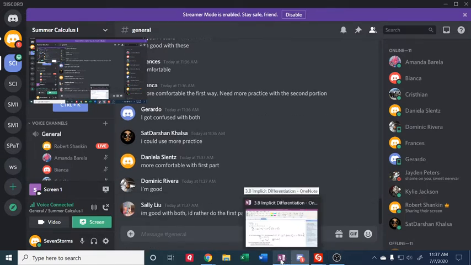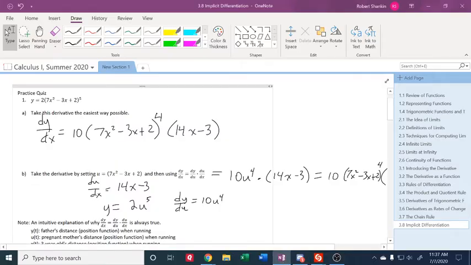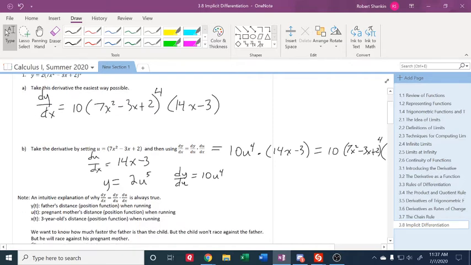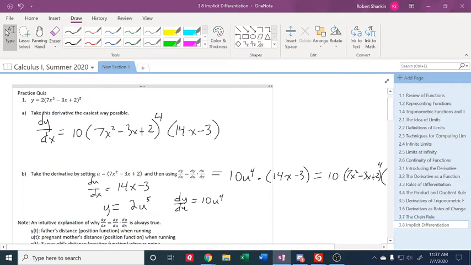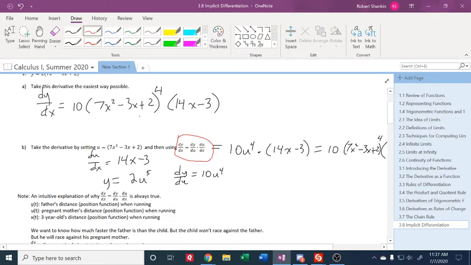Okay. So this takes us to looking at it two different ways. The way that's easiest to compute the derivative is part A. The way that kind of shows why the chain rule works is part B. Now, this part of why the chain rule works, right here, it seems kind of different than this, but you notice you're getting the same answer.